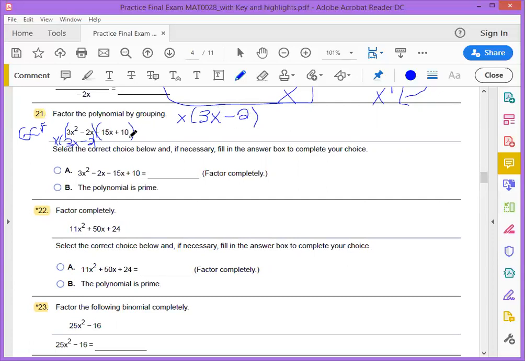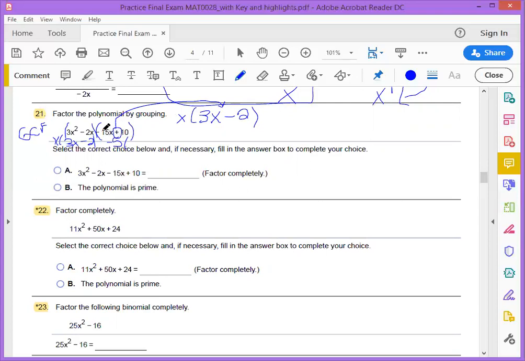Now look at our second set of parentheses, negative 15x plus 10. What do we have in common that we can factor? We can factor out 5. But I'm noticing as I'm moving ahead, remember when we're factoring, we want to have the same term in parentheses. It's a minus here, so we want this plus to eventually become a minus sign. That means we should factor out a negative. So we're going to factor from our second set of parentheses, negative 5.